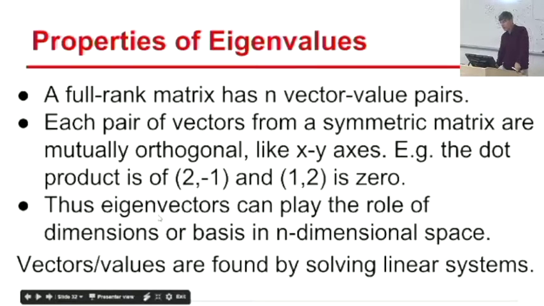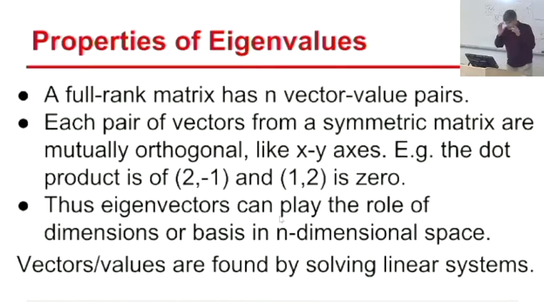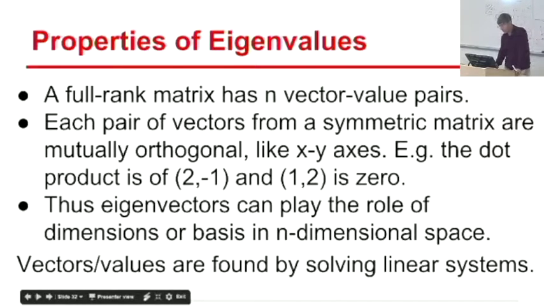What's interesting, though, is that eigenvectors basically play the same role as axes in higher dimensional space, because for any pair of eigenvectors, their dot product is zero. If you notice, 2 times 1 plus minus 1 times 2 is zero. So one reason we care about eigenvectors is that they enable us to think of them as axes in higher dimensional space. Any questions? Good. And how do you find these eigenvalues and eigenvectors? There are different algorithms related to solving linear systems, like that determinant minus lambda routine, but let's assume we can now find these things. Any questions?